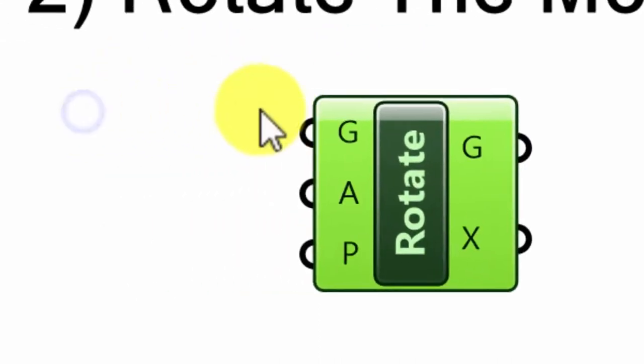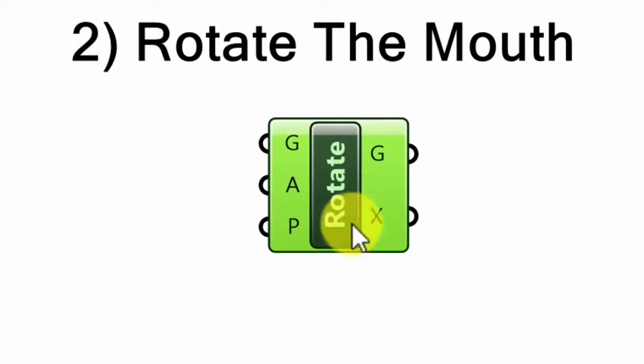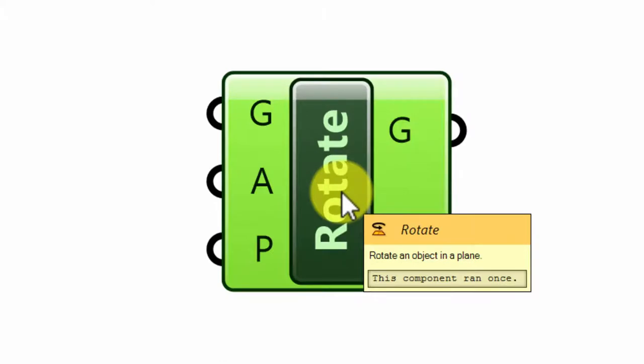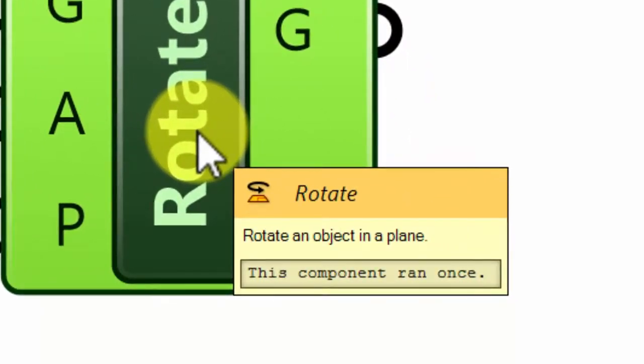Now this is your first Grasshopper component we've laid down, and we need to learn a little bit about how to inspect these. If you hover over the black portion of this component, the English will come up again to tell you what it does. This one, same as when we were in the menu from before, rotates an object in a plane.